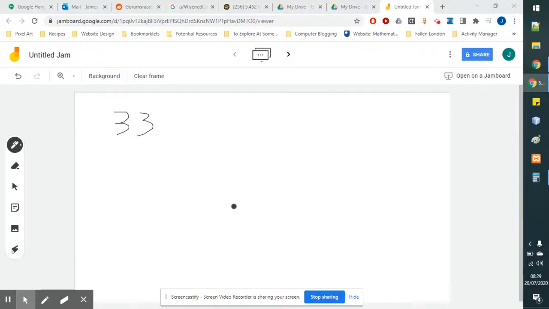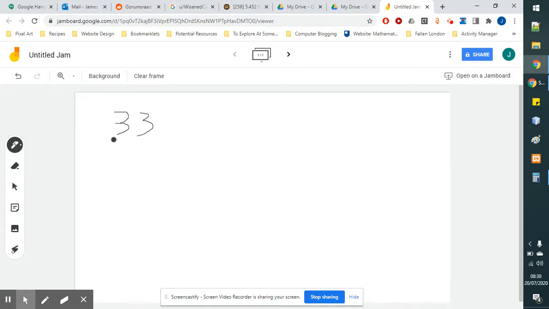Okay, so we're going to look at converting decimal numbers into hexadecimal numbers. I'm going to start off with the number 33. This is 33 in base 10, but normally if it's base 10 we don't actually write that. So this is the number 33, and we're going to convert it into hexadecimal.